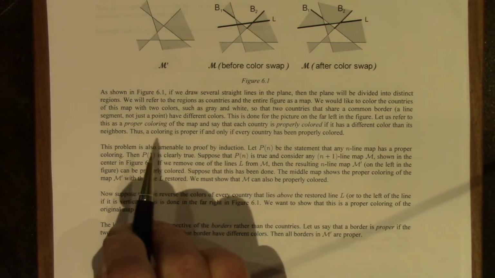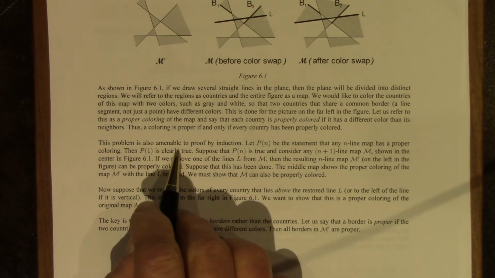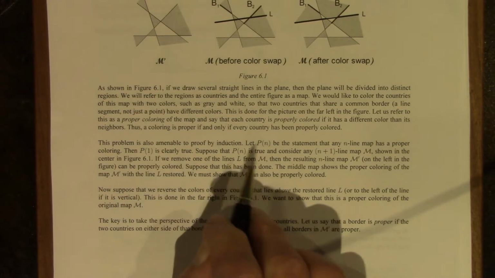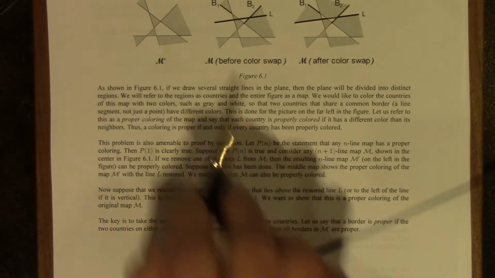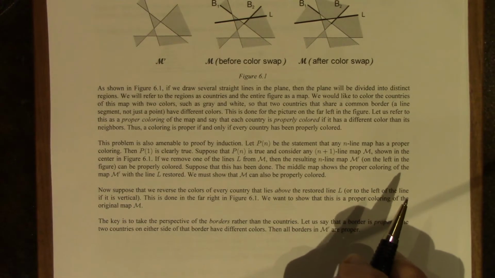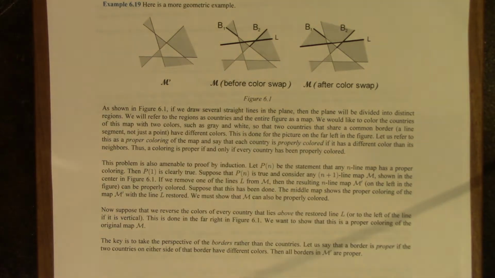Now, here's how we handle this. P of 1 is certainly true, because if there's only one line, there's only two countries. Suppose P of n is true, so any map with n lines can be properly colored. And consider this map here, which has n plus 1 lines. So I want to show that I can still color this map, assuming I can color any map with one fewer line.